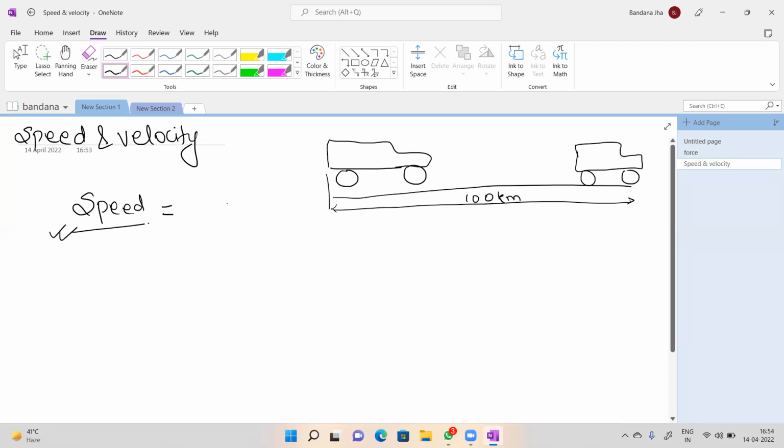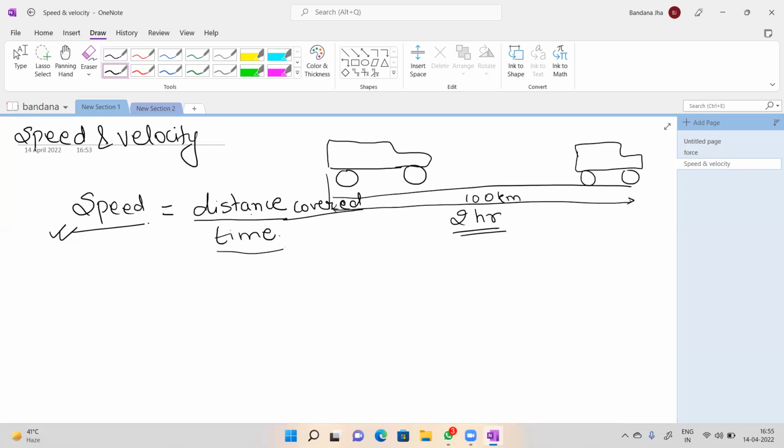So speed is how much distance my body has traveled, and it has taken 2 hours to complete this. How much distance my body has traveled in how much time, that is your speed. Distance covered in that particular period of time. Is this clear? But what do you mean by the word velocity?